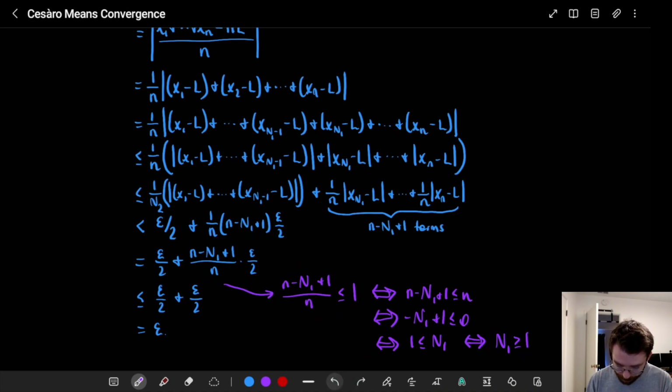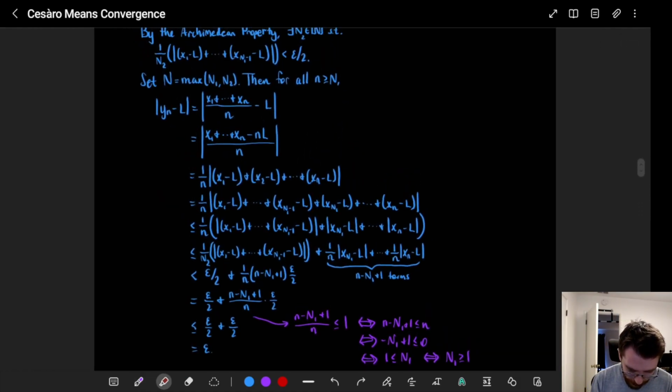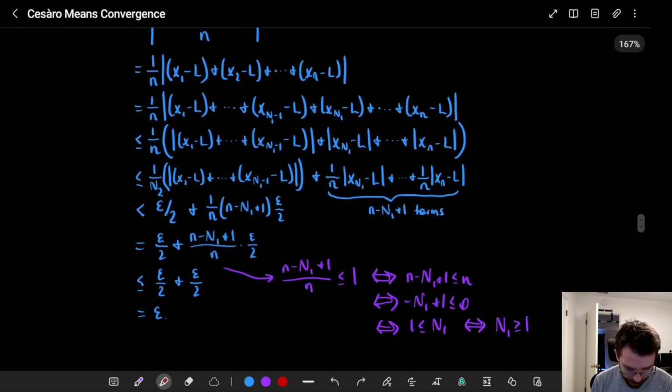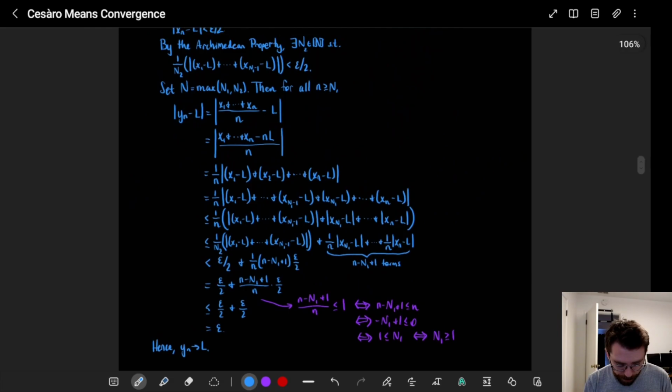And yeah, that is it. We have successfully shown that for all indices bigger than both of the fixed indices I started with, the distance between the average of the x series and the limit of the x series is less than epsilon, meaning yn converges to L as well. So let me just write that down as our conclusion. Hence, yn converges to L, which is what we wanted to show.